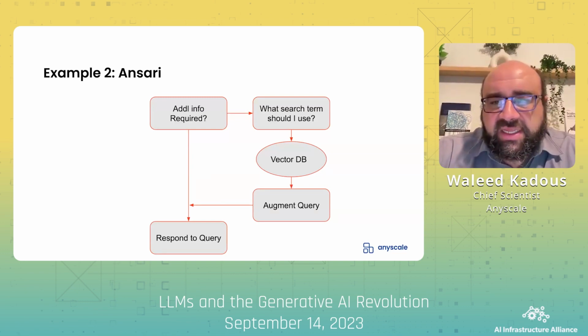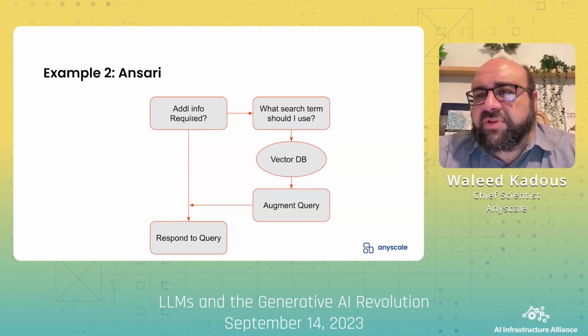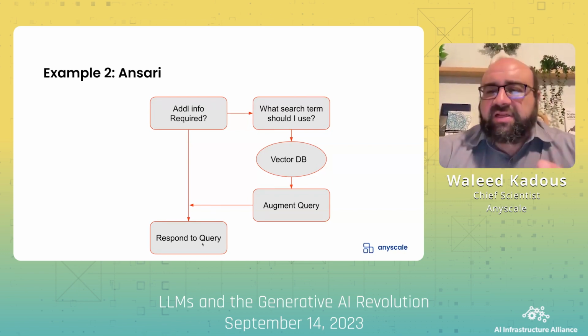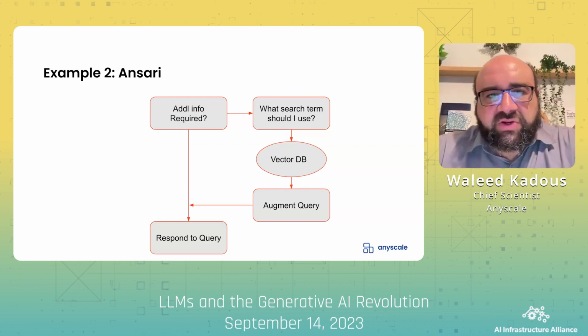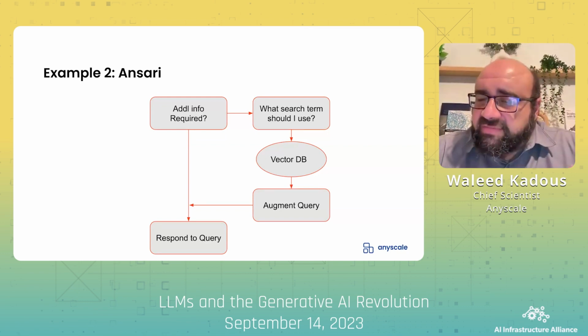How long does it take? Do I need the same type of LLM for each stage? The additional information required here, maybe that's a very, very simple LLM that's only a 7 billion parameter model. But this final query that responds and pulls it all together, there you want to use your superpower model, the best model that you have. So you really need to think about these things as a combination of different LLMs.